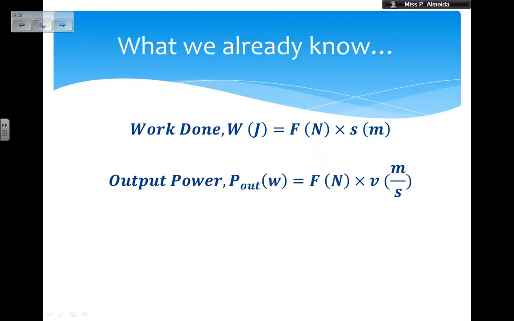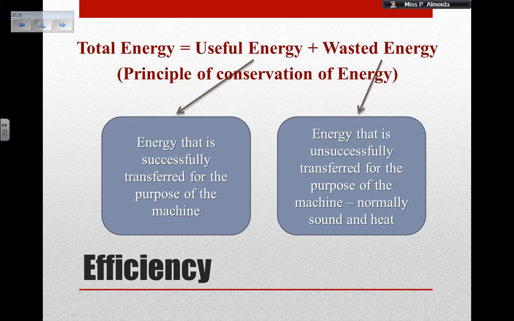So what do we know already from this topic? We know that work done, which is W, in joules, equals the force in newtons times the displacement in meters in the direction of the force. And we know as well that if I have a machine, the output power, P out, in watts, equals the force in newtons times the velocity in meters per second, okay? So I can now use what I know to calculate efficiency, okay? So I can get to know how efficient a machine or whatever I'm doing is, okay?